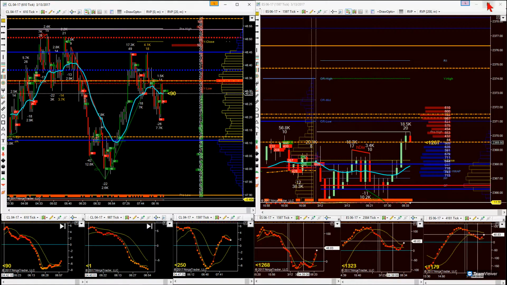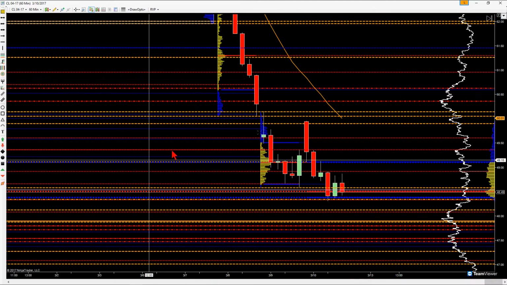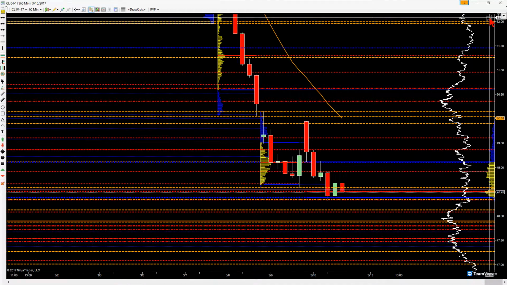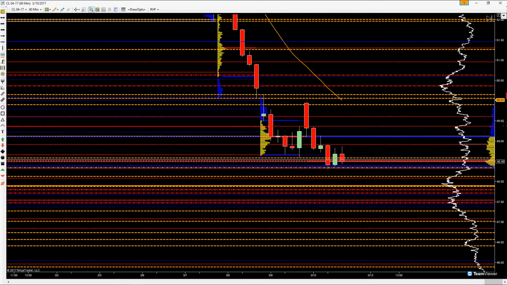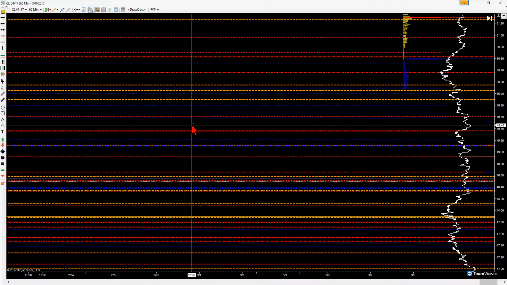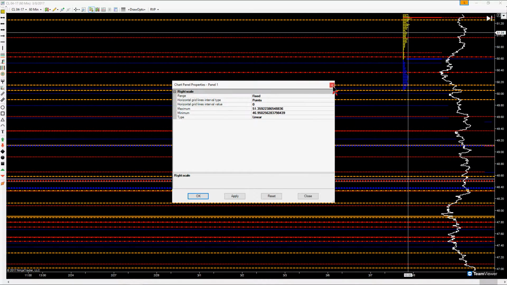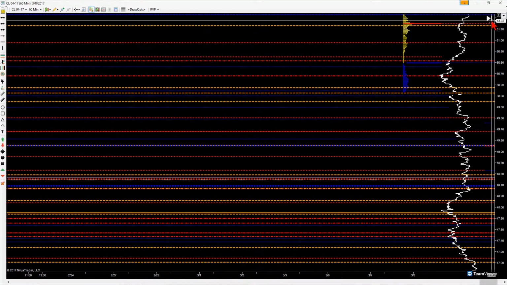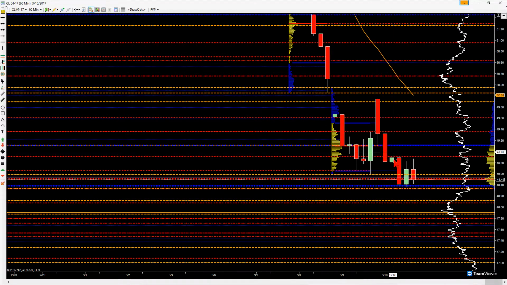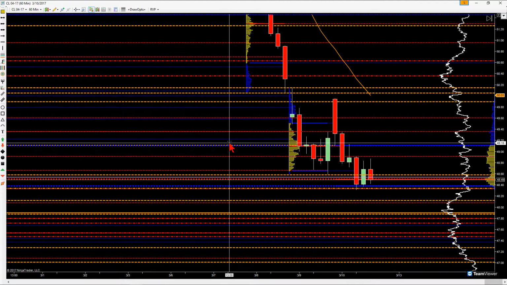So let's go take a look at the hourly chart. Okay. So first thing we're going to check for, were there any levels that we broke through that we feel, oh, I'm not sure what just happened there. Sorry. Not sure what's going on here. Okay. Let's see if there are any levels that we broke through that we feel need to be removed from the chart.